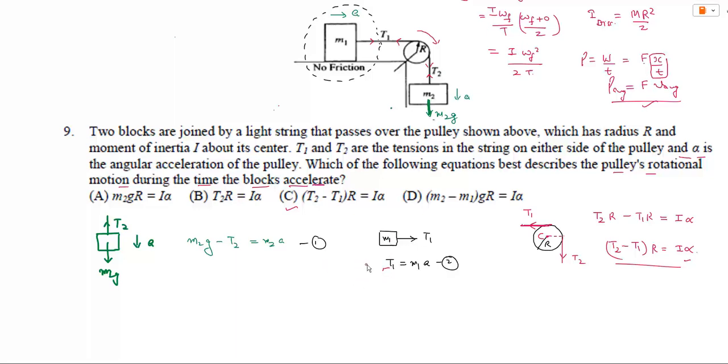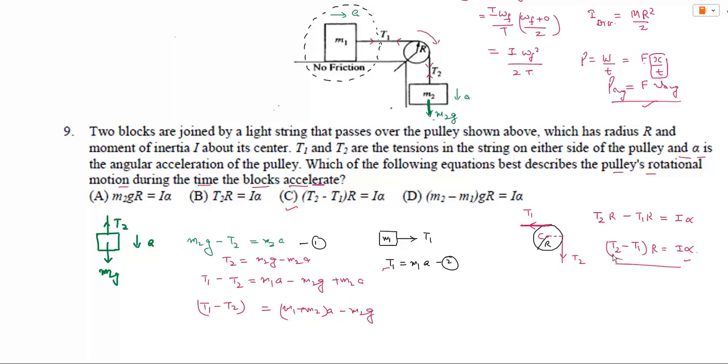Suppose I substitute the value of T1. T1 can't be substituted, so we have to use all three equations to solve this problem. Simply, if I use equation 1 and 2 and try to find the difference T2 minus T1, what I can write is T1 minus T2, that is M1A minus M2G plus M2A. So T1 minus T2 equals M1 plus M2 times A minus M2G.